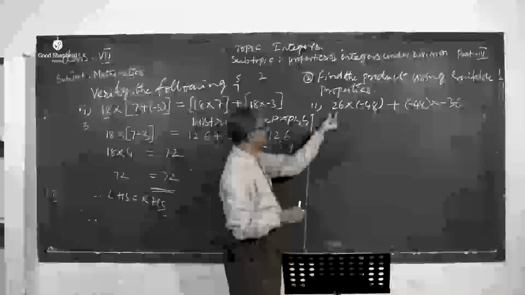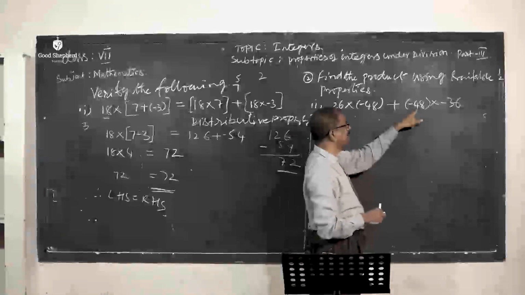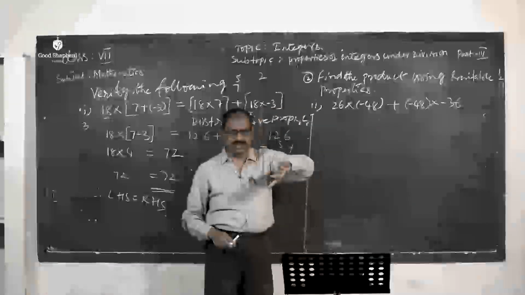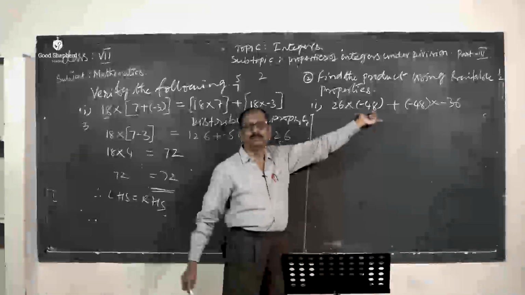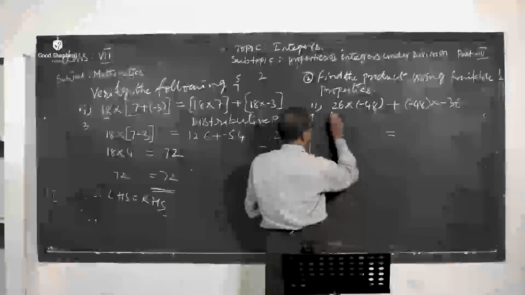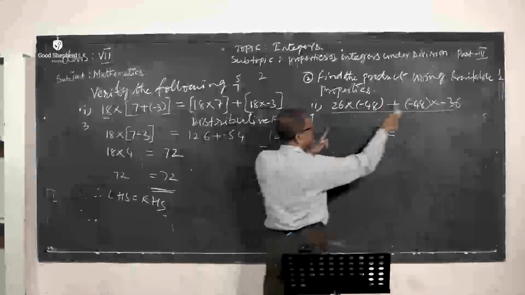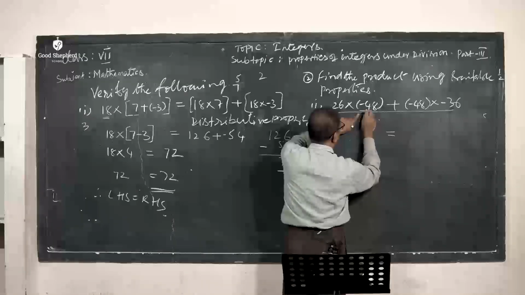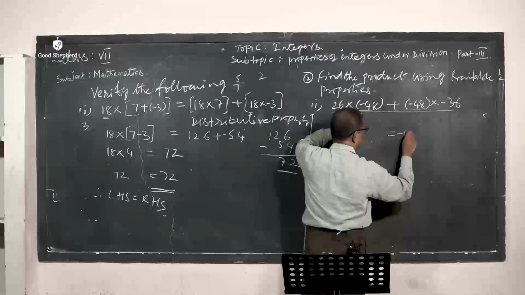Now, here is 26 into minus 48 plus minus 48 into minus 36. Now, I want to use some properties to make it as simple as possible to simplify this. How to make the product? Very carefully observe the left hand side. This is all the left side. Here is 26. There is no 26 in the second term. In the first term, there is a minus 48 and in the second term also we have minus 48. I will take common minus 48.